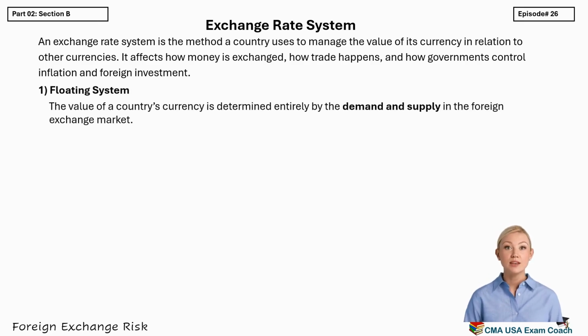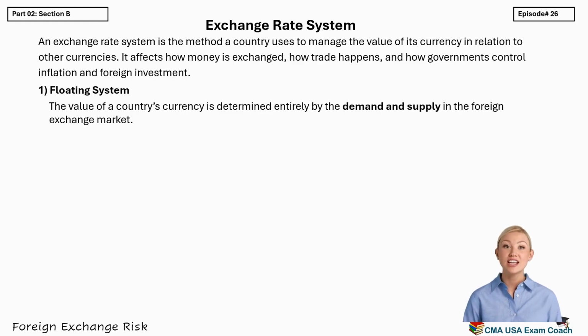In a floating system, the value of a country's currency is determined entirely by the demand and supply in the foreign exchange market. There is no fixed rate set by the government or central bank. If more people want to buy the currency, its value rises. If fewer people want it, the value falls. This system is commonly used in large, stable economies. For example, the United States, United Kingdom, Canada, Japan, and countries in the European Union like Germany and France use a floating exchange rate system. It gives flexibility but can also lead to currency volatility.